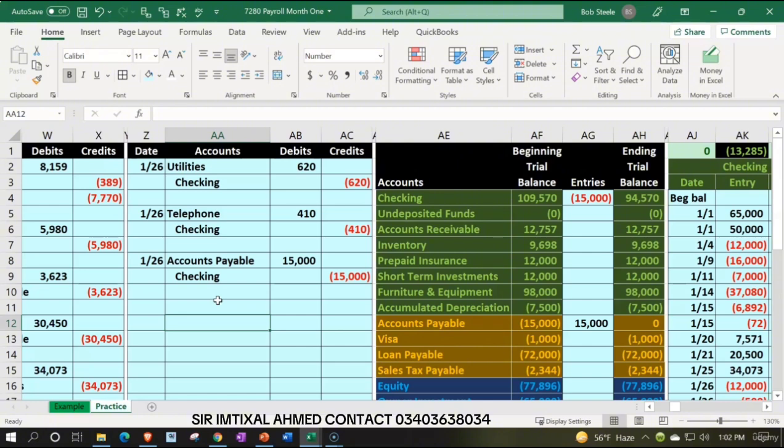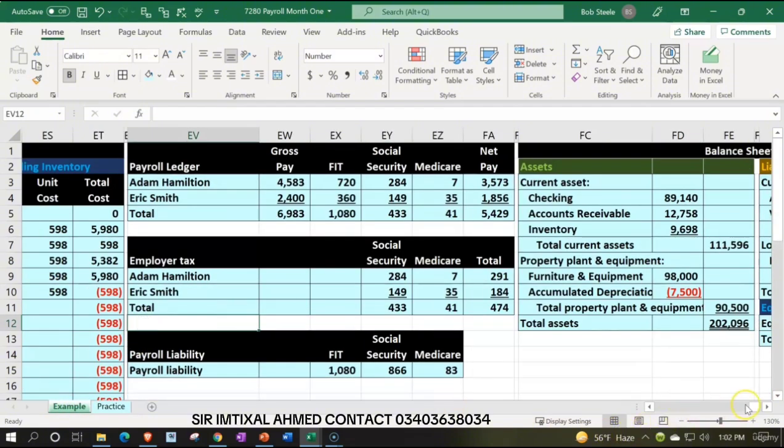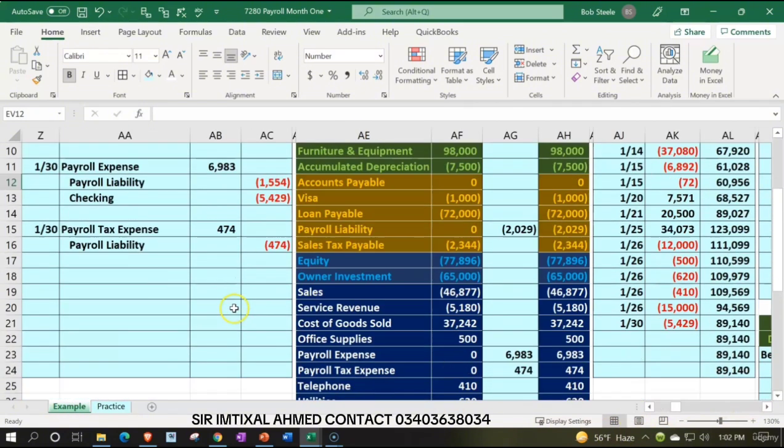If you have access to it, there are 2 tabs down below, the example tab and the practice tab. The practice tab starts out where we left off in the last presentation, and the example tab is in essence an answer key. Let's take a look at it now. We're going to be entering a payroll transaction, which will look something like this.